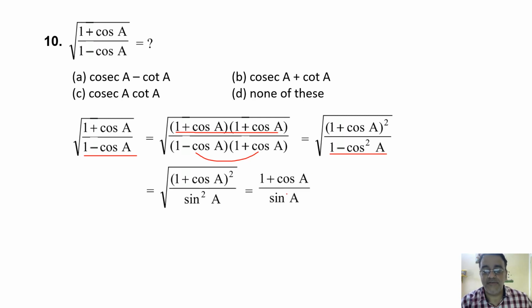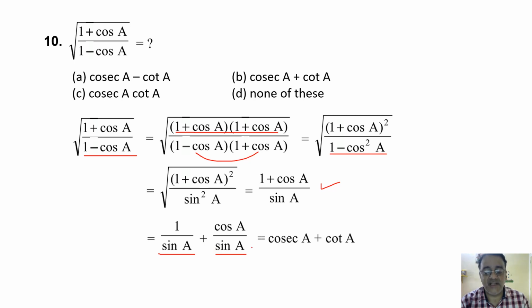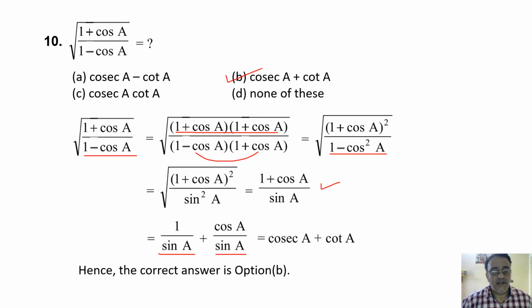This step is clear to all of you? Yes, sir. Now split. If you split, you will get 1 upon sin A plus cos A upon sin A. So 1 upon sin A is cosec A and this is cot A. So which option is the correct one? Option B. Option B, right. Now we are moving toward question number 11.